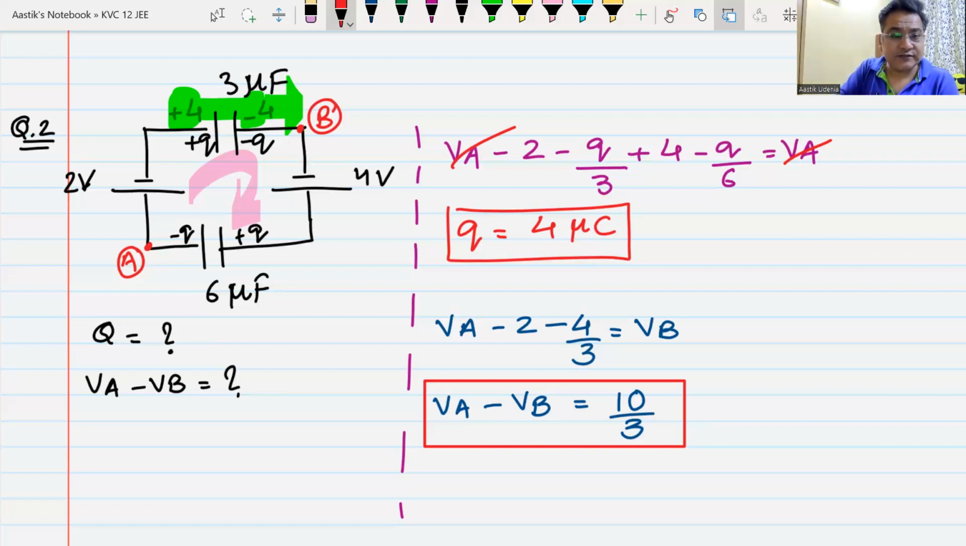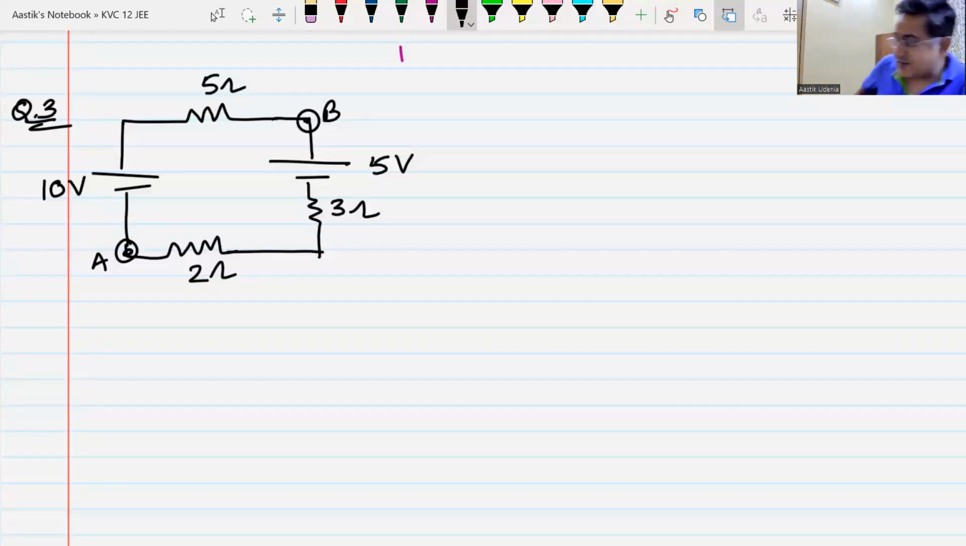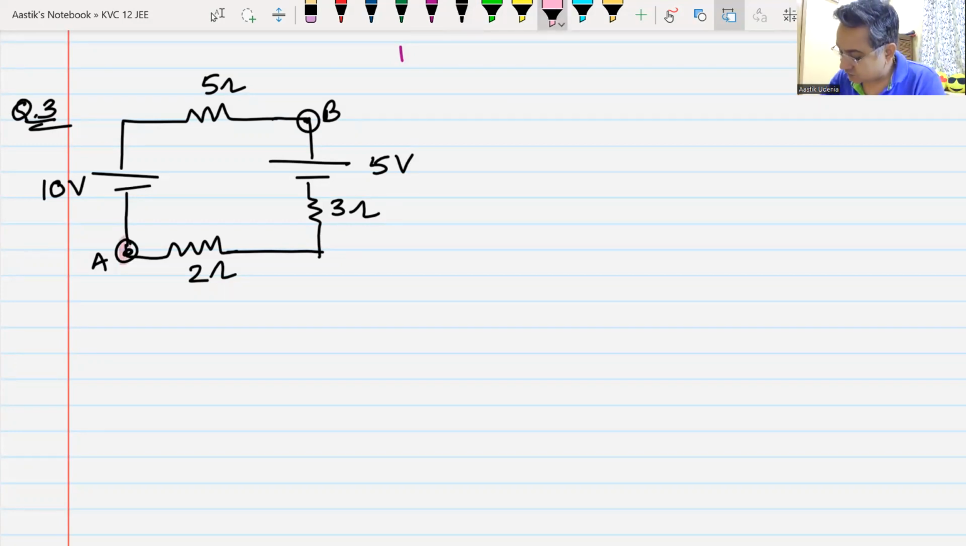So here comes this question. You can imagine that we have not done this topic, but we can still solve this question. Two things you have to find out. You have to tell me what is the current in the circuit, and what is VA minus VB. Do you understand this question? Current in the circuit and the potential drop between A and B. I'll give you 2 minutes to do this.